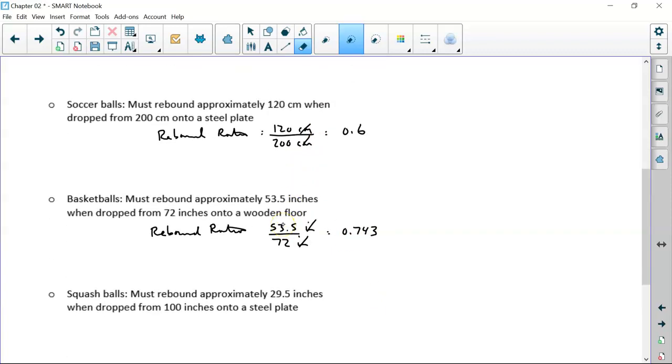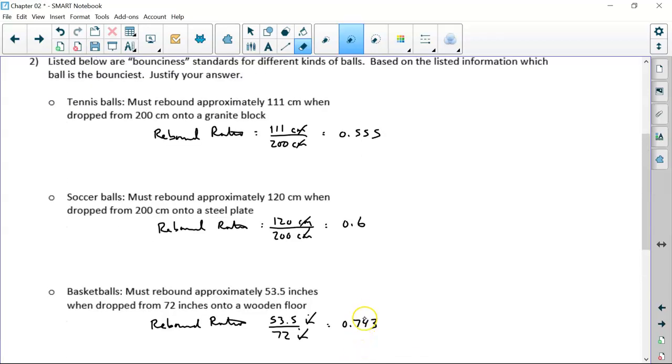And for a squash ball, 29.5 inches is our rebound, over 100 inches, which is our drop. And when we divide that, we get 0.295. Once again, those units canceled out.